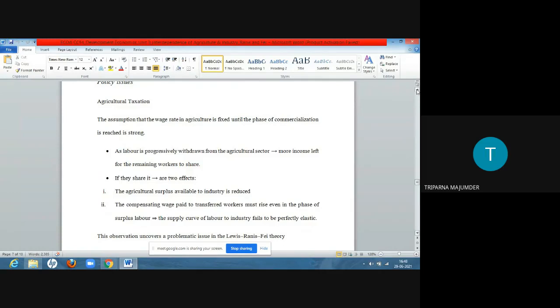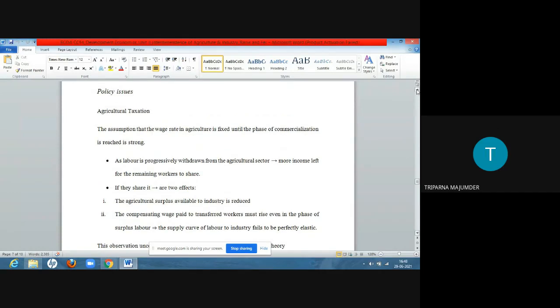Now we come to policy issues. Always keep in mind, anything you do in economics must involve certain policy issues. Without policy implications, nothing has any value. So here we deal with two things. Firstly, we will talk about agricultural taxation. Now, the assumption that the wage rate in agriculture is fixed until the phase of commercialization is reached is very strong.